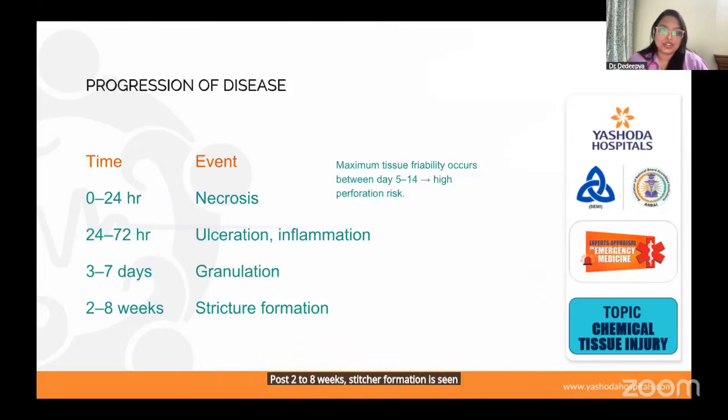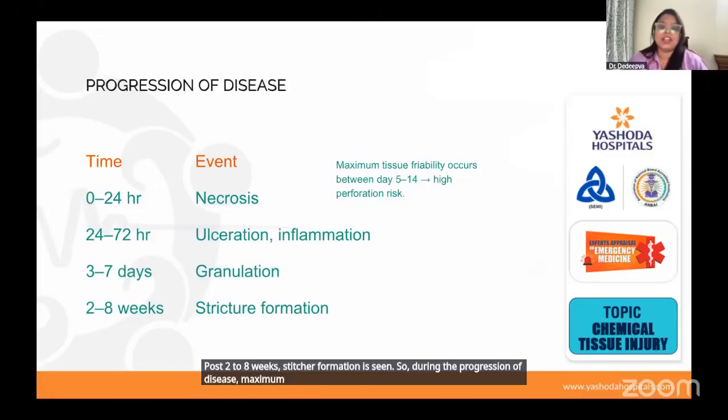So during the progression of disease, maximum tissue friability occurs between 5th to 14th day, which has high perforation risk, which at this time endoscopy should be avoided.